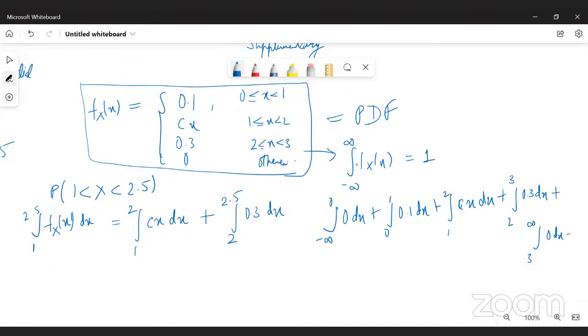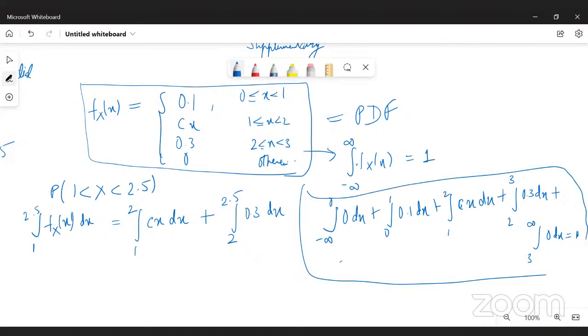And this all should sum up to 1. So once you do this, you will find the value of C. And as I said, that C will come out to be 0.4. Now, once you find the value of C, you can easily find this probability.